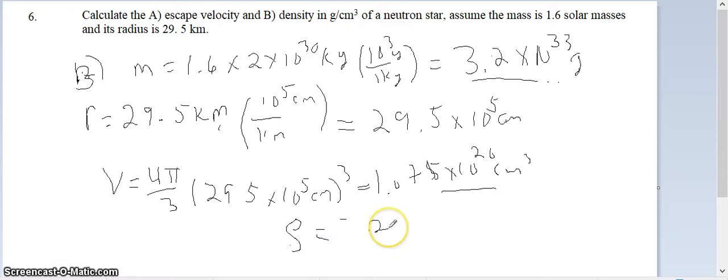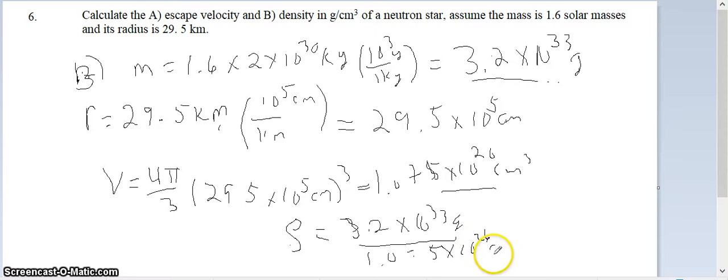3.2 times 10 to the 33rd grams, divided by this 1.075 times 10 to the 26th centimeters cubed. All right, and so our answer comes out to be, let's see, I got this already in my calculator, so it's 3.2 times 10 to the 33rd divided by answer.